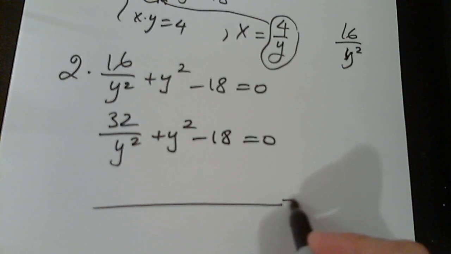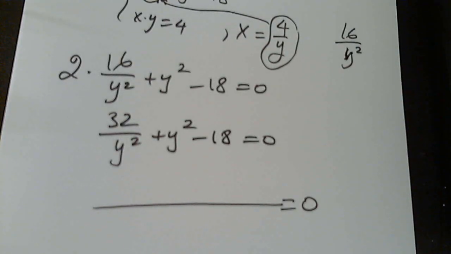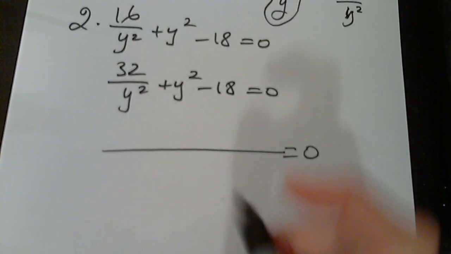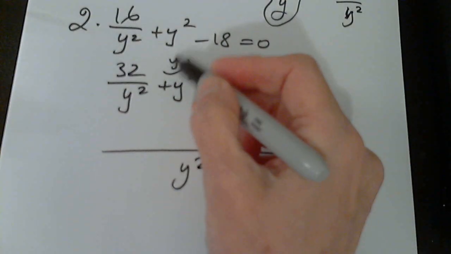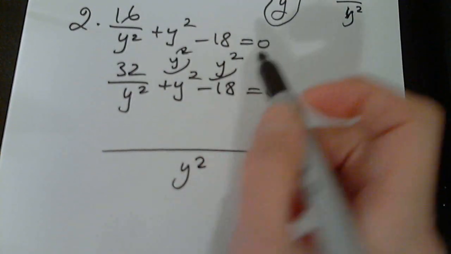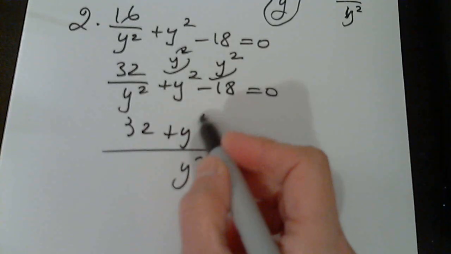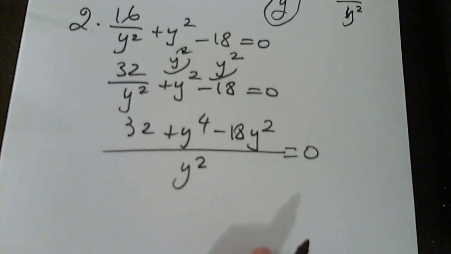I have no choice but to find the least common denominator. Can anyone give us the least common denominator? There is only one denominator, which is? Would it be y squared? Indeed, there is no other denominator. So this one needs a y squared, and this one needs a y squared. So 32 plus y to the 4th minus 18 y squared.